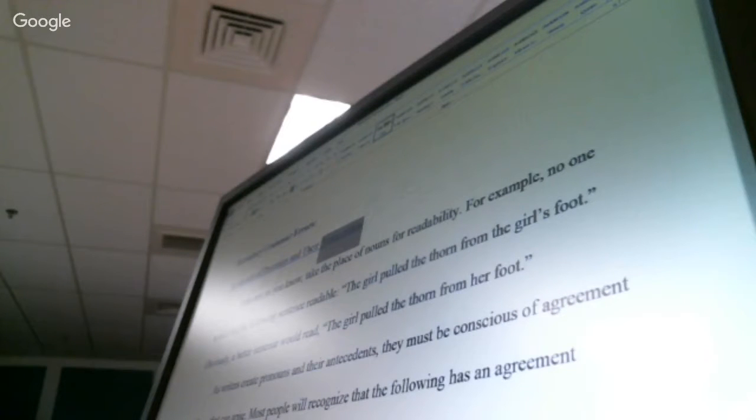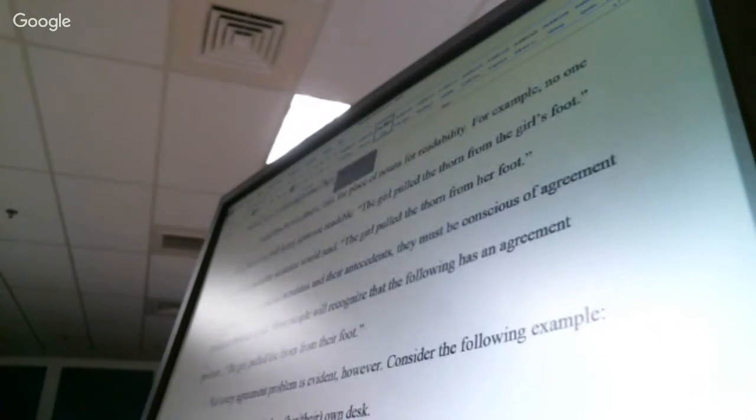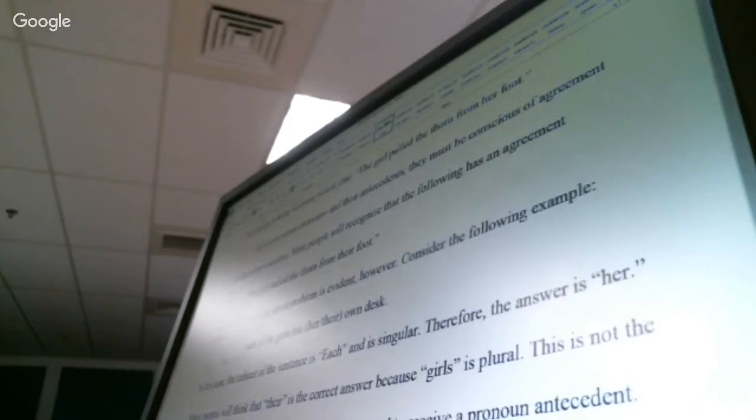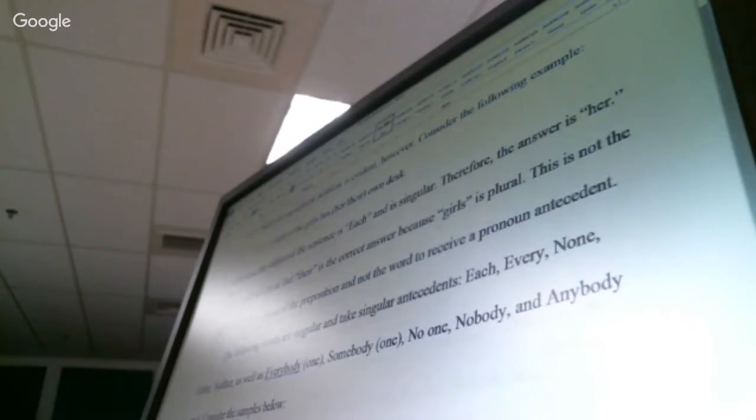So there's my antecedent. What we see all the time is that people don't understand that certain words are singular in nature. So in this sentence right here, it says each of the girls is it her or is it their own desk? And you may be thinking to yourself, well, girls, there's more than one, so I'd have to say it's their desk.